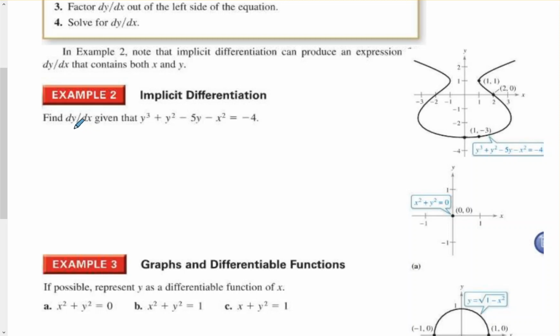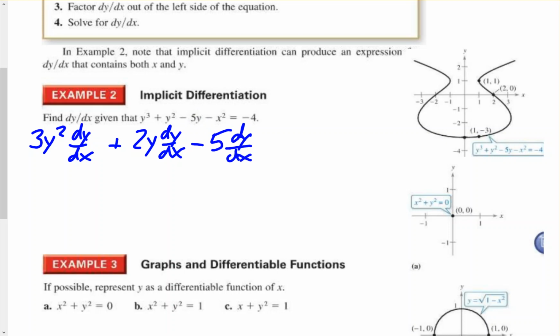If we're looking at this equation, we start off by taking the derivative of each term. The derivative of y cubed would be 3y squared times dy dx, this is a y term. The derivative of y squared would be 2y dy dx, minus the derivative of 5y, which would be 5 times dy dx, minus the derivative of x squared, which is 2x, equals the derivative of a constant, which is 0.